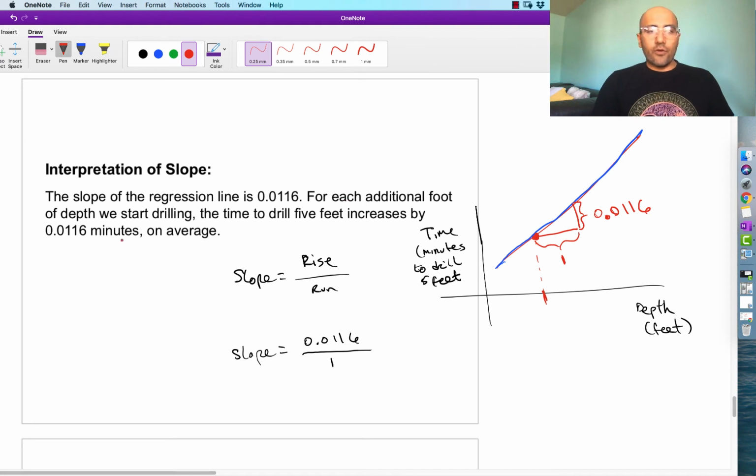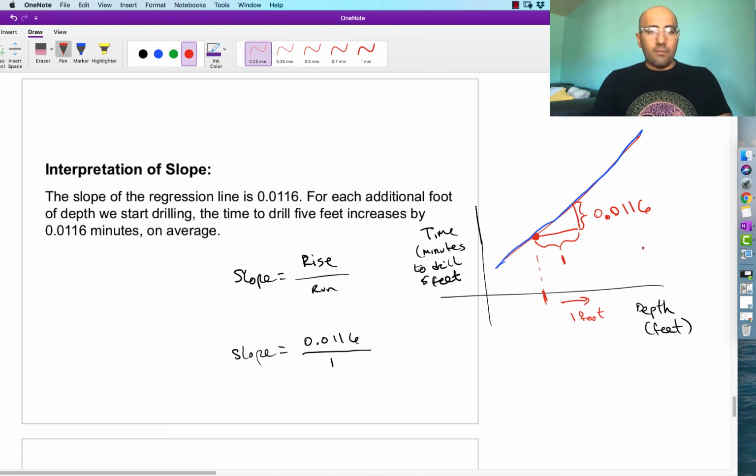0.0116 additional minutes. For each additional foot in depth we start drilling, the time to drill 5 feet increases by 0.0116 minutes. So for each extra foot that we add to the depth at which we start to drill, the time it takes to do 5 feet of drilling is going to increase by approximately 0.0116 minutes.